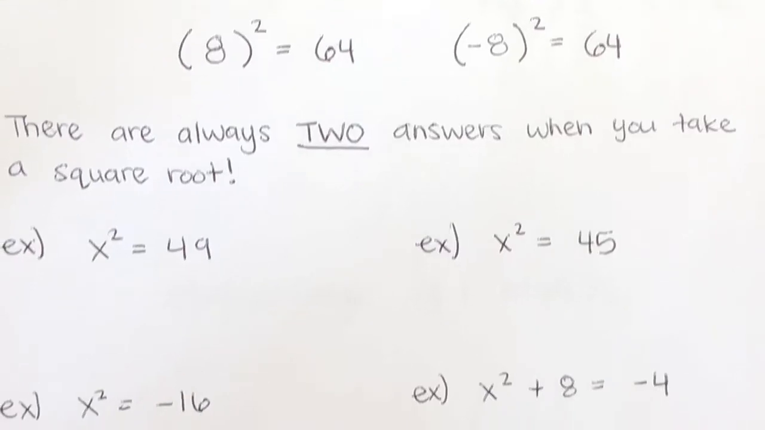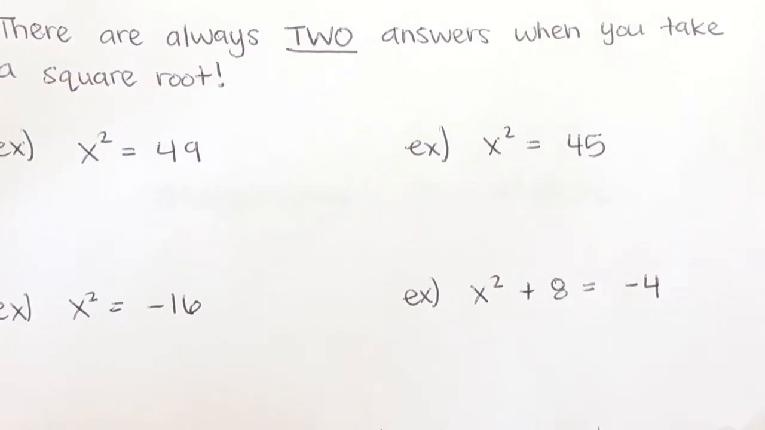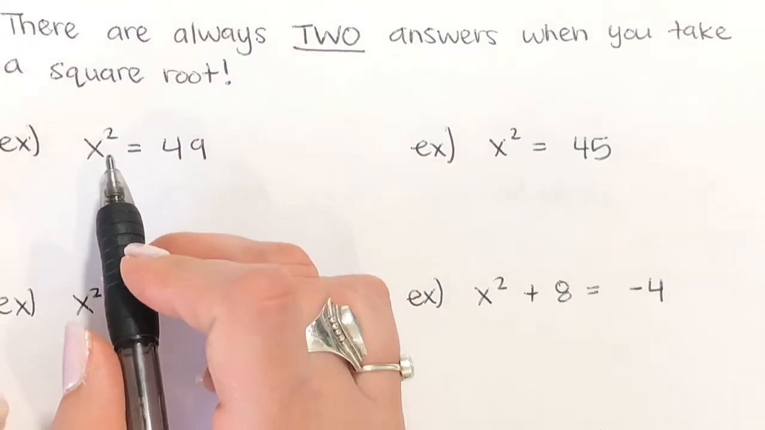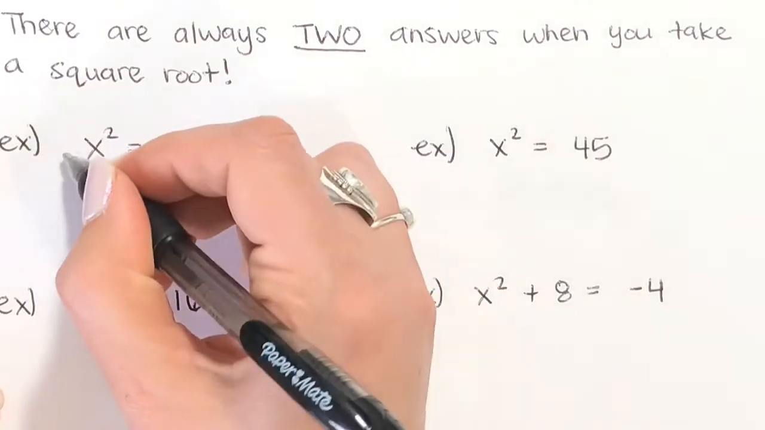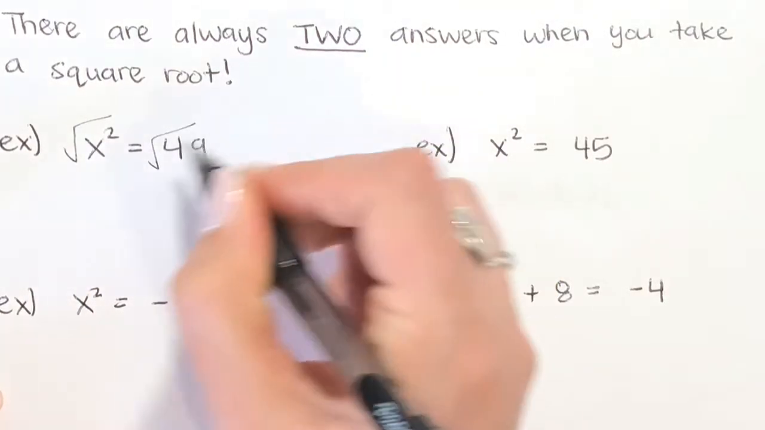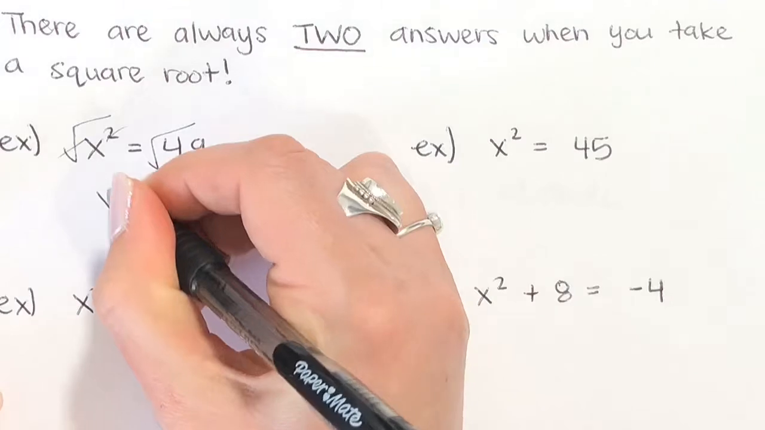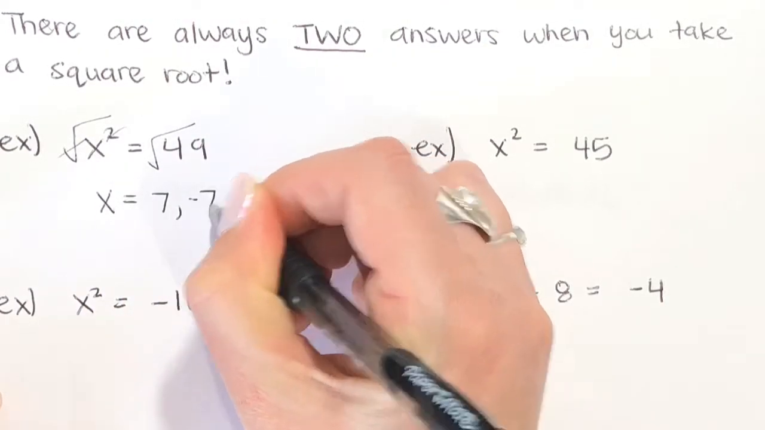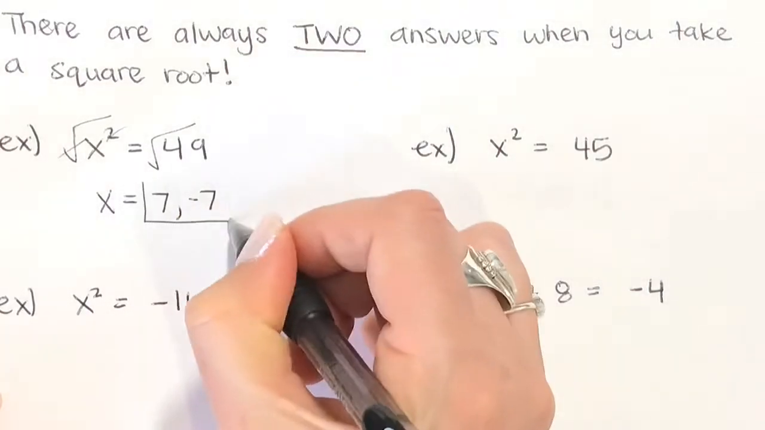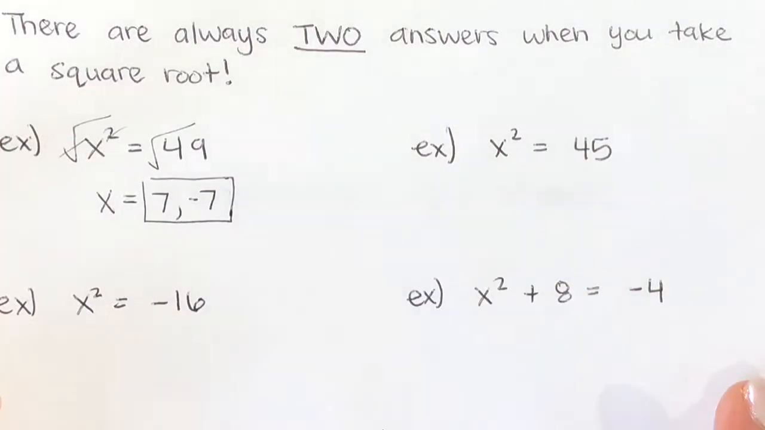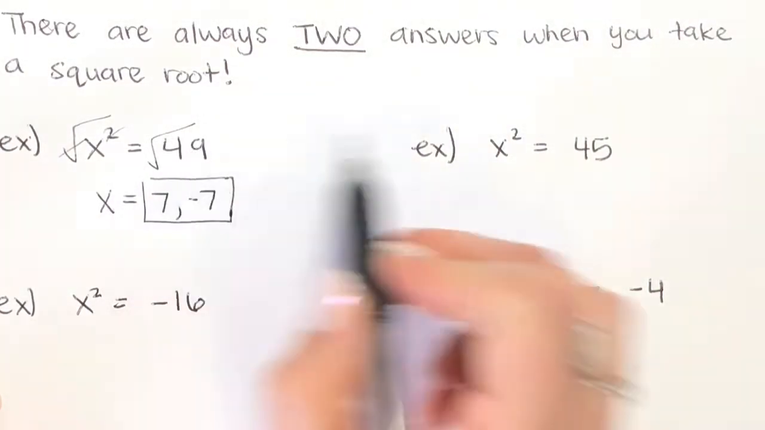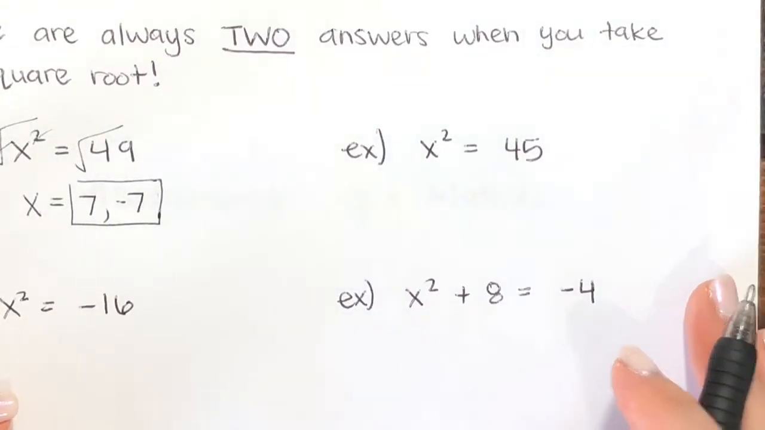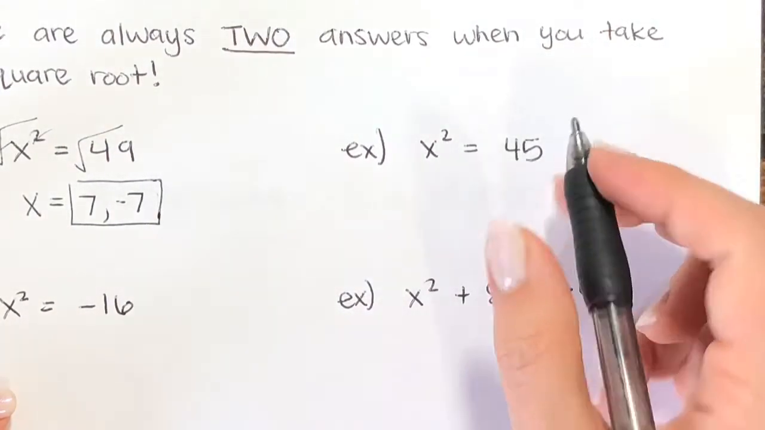So let's look at some equations. So if I have this one right here, x squared equals 49. Again, we take the square root because that cancels with the square. And the square root of 49 would be 7, but also negative 7. So don't forget the positive and the negative. So when they are perfect squares like this, the problems go really quick. But sometimes you're going to get some that aren't perfect squares.